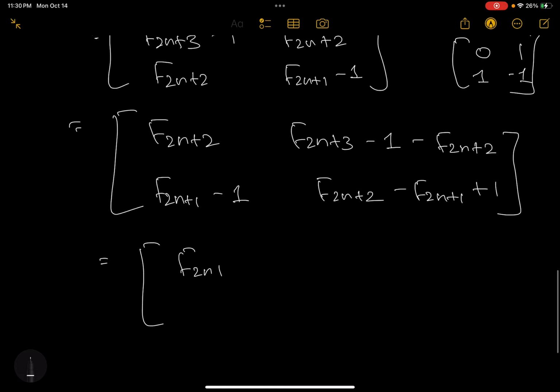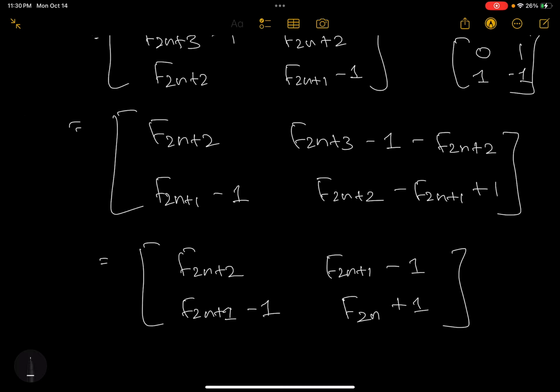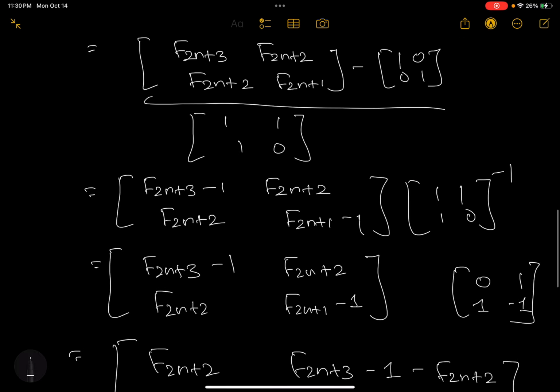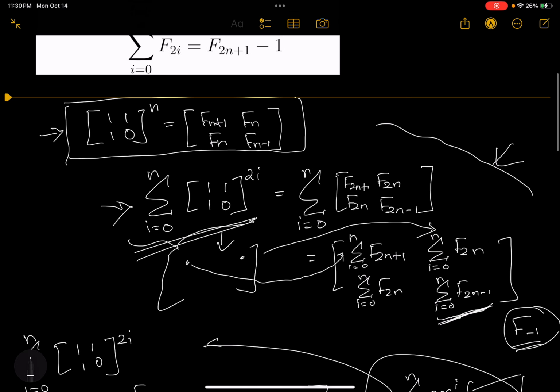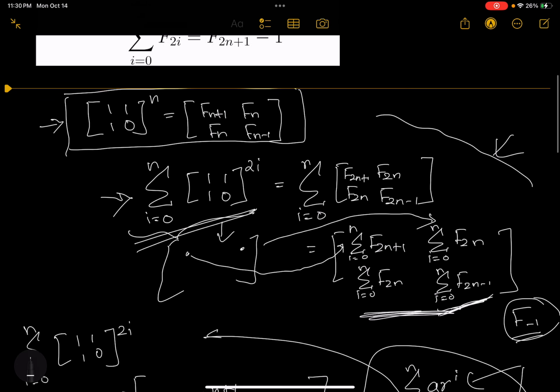F of 2n plus 2. Now that will just be f of 2n plus 1 minus 1, f of 2n plus 1 minus 1, right? And this is f of 2n plus 1. Now we know that this thing is also supposed to be of these forms, right? Yeah.